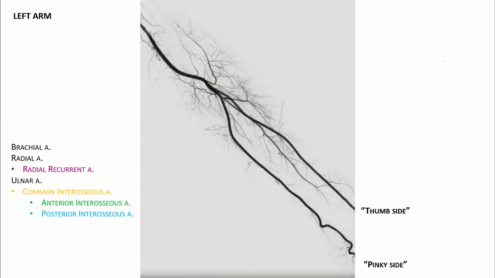This is an arteriogram of the forearm. We see the main arteries, brachial, radial, and ulnar. Off the ulnar, we see a short common interosseous and a distinct anterior interosseous, as well as a section for the posterior interosseous. Finally, we also can see the U-turn for the radial recurrent.